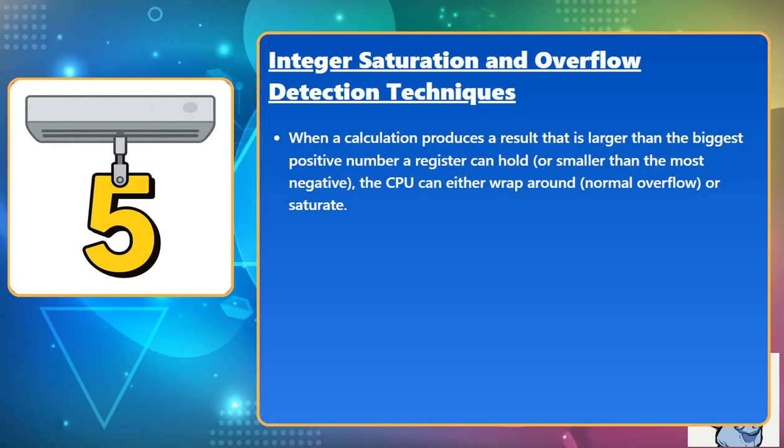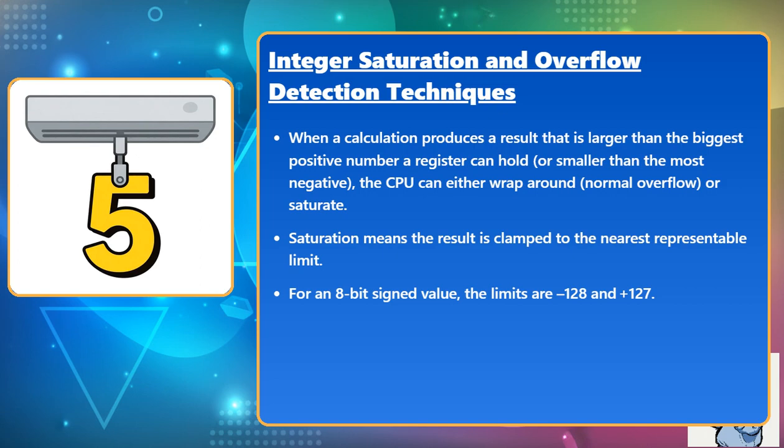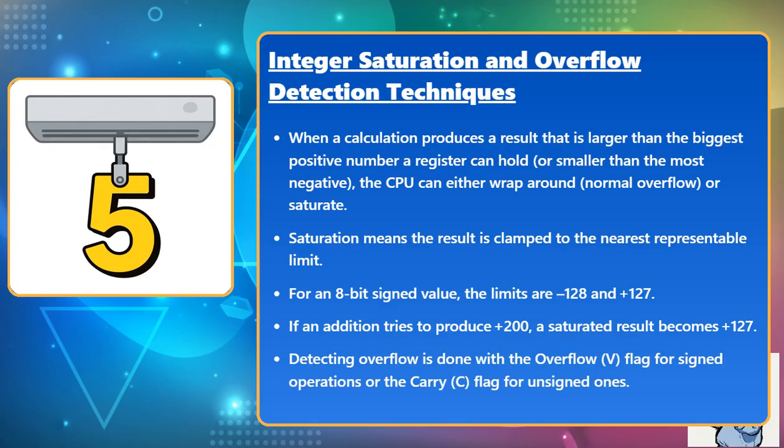When a calculation produces a result that is larger than the biggest positive number a register can hold or smaller than the most negative, the CPU can either wrap around, normal overflow, or saturate. Saturation means the result is clamped to the nearest representable limit. For an 8-bit signed value, the limits are -128 and +127. If an addition tries to produce +200, a saturated result becomes +127. Detecting overflow is done with the overflow flag for signed operations, or the carry flag for unsigned ones.